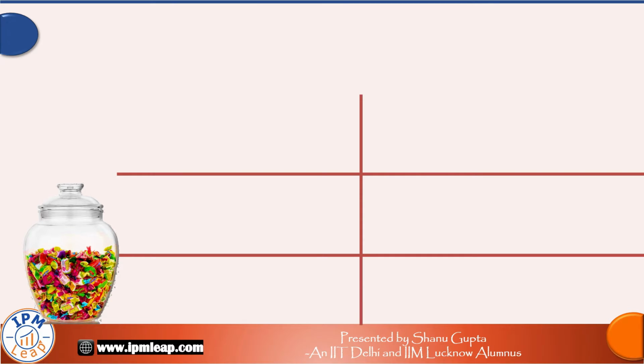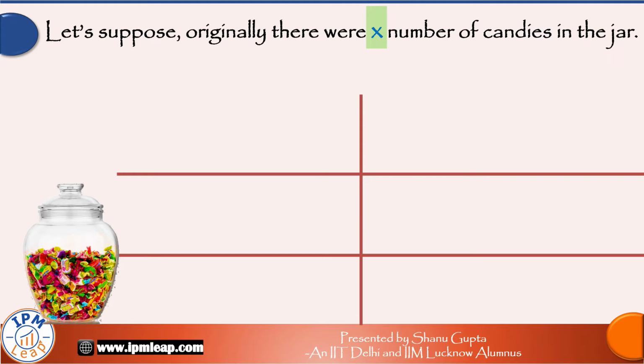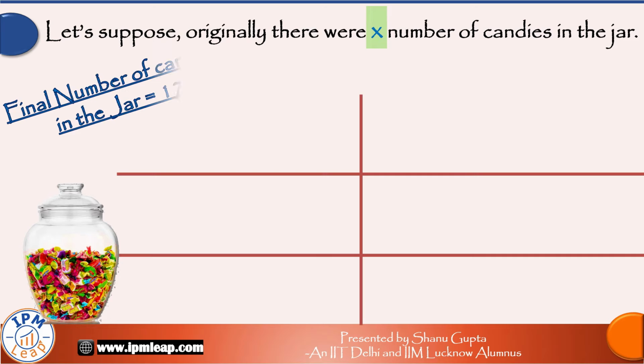So we need to find out the number of candies that were there in the jar in the beginning. Let's suppose there were X candies in the jar. Now to calculate the value of X, we need an equation, right? So to form that equation, we can use the condition given in the question that finally there were 17 candies.